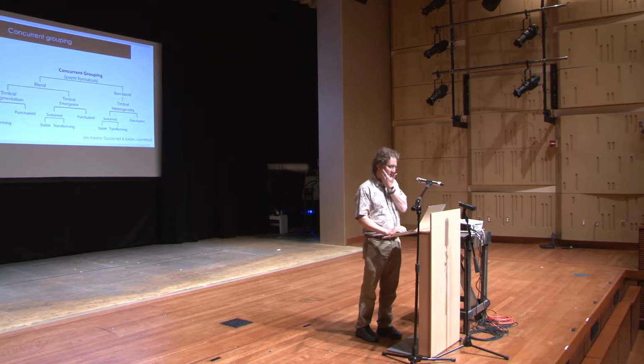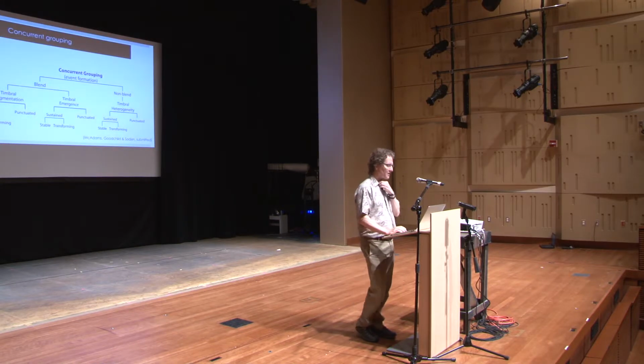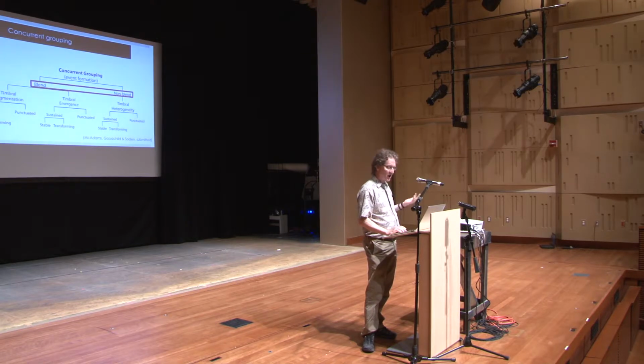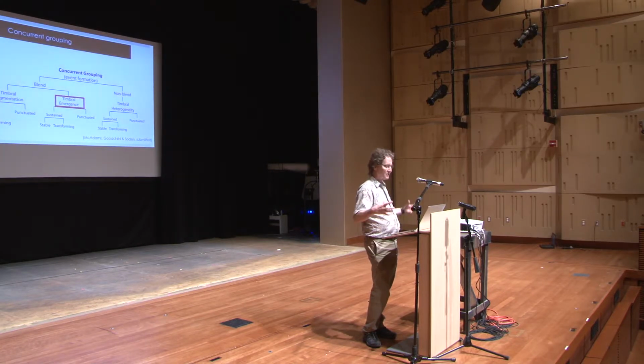So here's the basic grouping structure for concurrent grouping. In concurrent grouping, we distinguish blend from non-blend at one level. Then at the next level down, we have a couple types of blend. There's timbral augmentation, where a dominating instrument is augmented by one or more instruments, which may not be identifiable. There's timbral emergence, where the identities of the constituents are subsumed into the whole, for example.